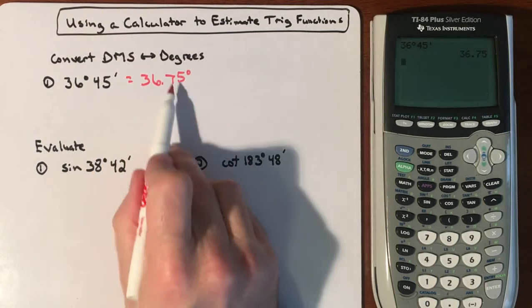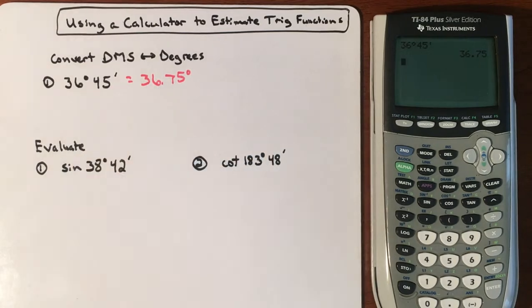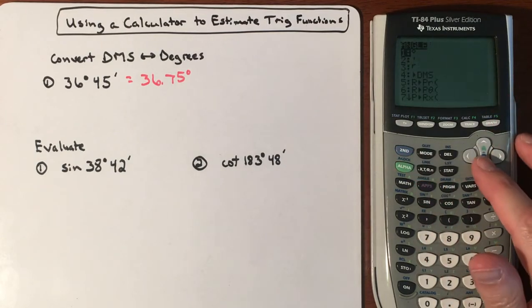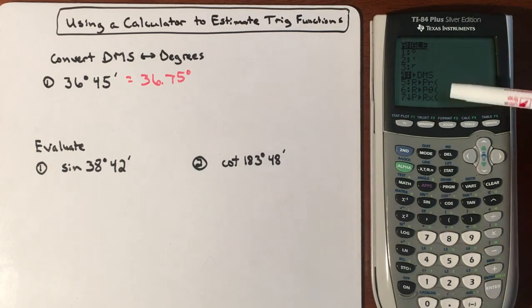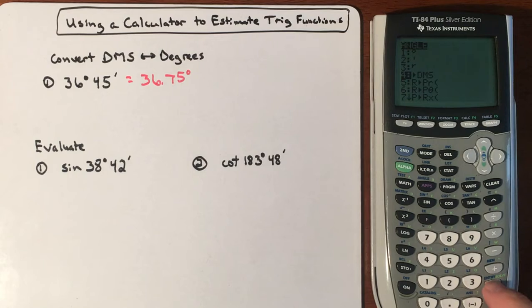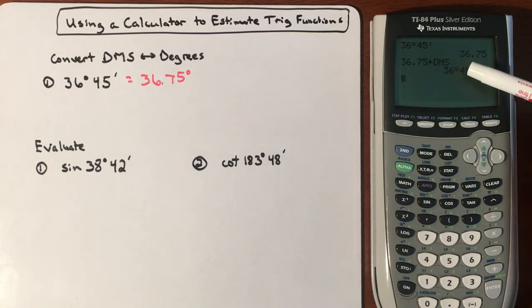So that equals 36.75 degrees. Now if you had 36.75 degrees and you wanted to convert it into degrees, minutes, and seconds, you do the same thing, or a similar thing. You go 36.75, go into your angle, and then that right there represents converting it. The little arrow means conversion, degrees, minutes, and seconds. Press enter, and then let it do its thing. So 36 degrees, 45 minutes, 0 seconds. So we're going to use that on these two.